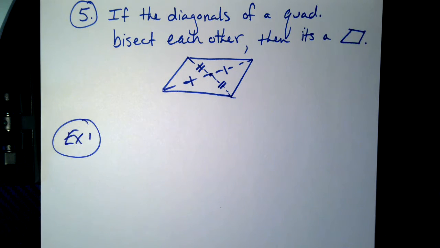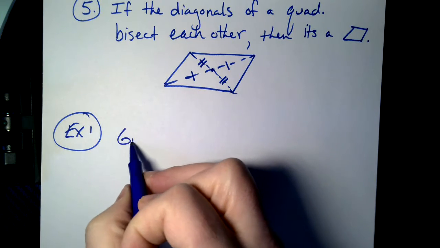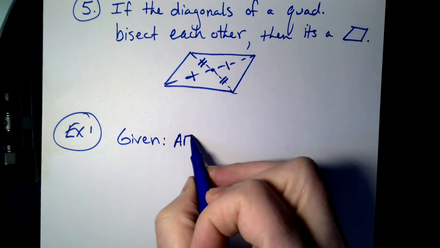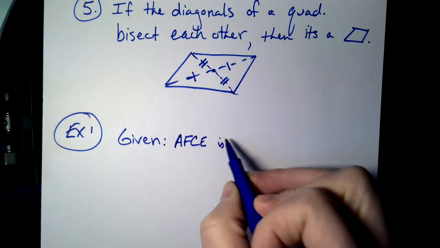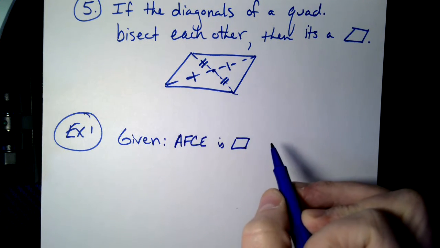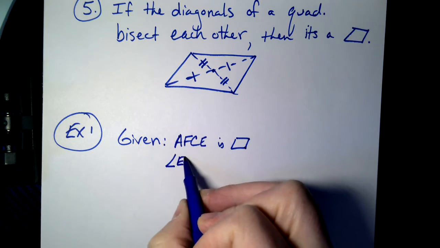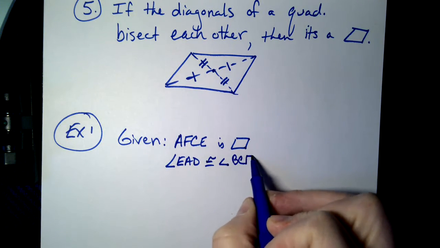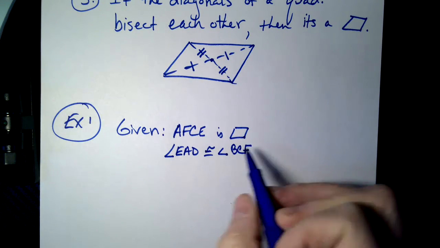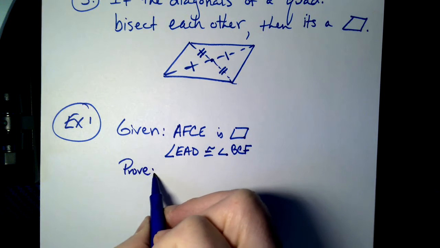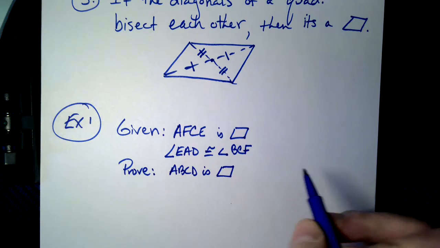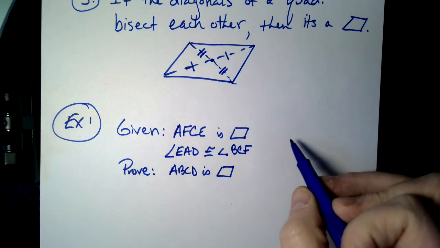This is kind of a proof-heavy section. We won't go crazy with the proofs. Similar to what we did with the last homework, we didn't go crazy on it. Given: AFCE is a parallelogram, angle EAD is congruent to angle BCF. I apologize, I probably should have drawn it first. And I need to prove that ABCD is a parallelogram.